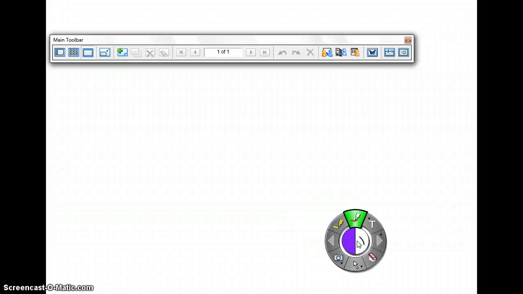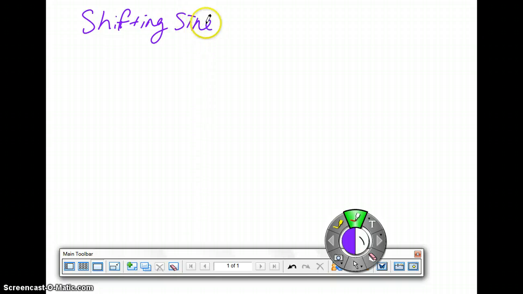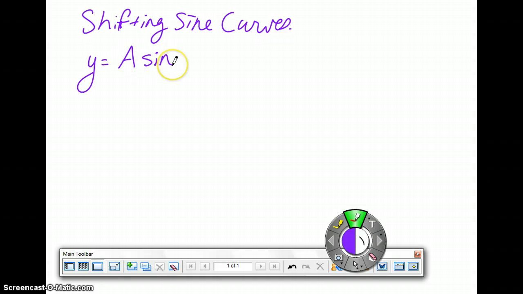Okay, so now we're going to talk about how to shift a sine curve. So shifting sine curves, they're very similar to what we did with conic sections. Everything works pretty much the same. So you've got y equals a sine. There's two ways that this equation can be written, so I'm going to show you both.